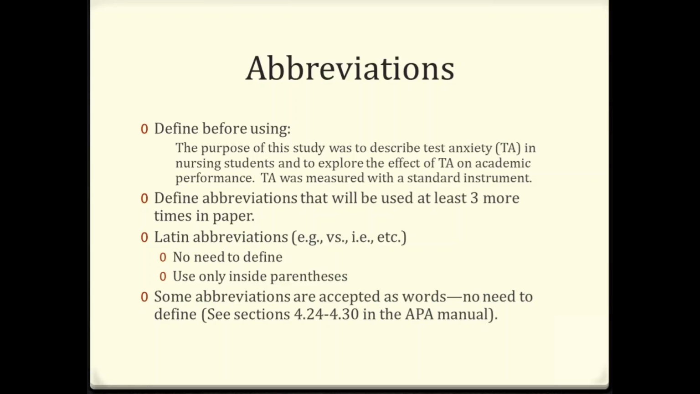So you can't use these words, or these abbreviations, without enclosing them in parentheses. If you're trying to give examples of something and not use parentheses, then you would say "examples include" or "examples given are." You'd actually use those words. Or you'd spell the word versus, V-E-R-S-U-S. Some abbreviations are accepted as words, and there's no need to define them, but I'm just going to refer you to sections 4.24 through 4.30 in the APA manual.